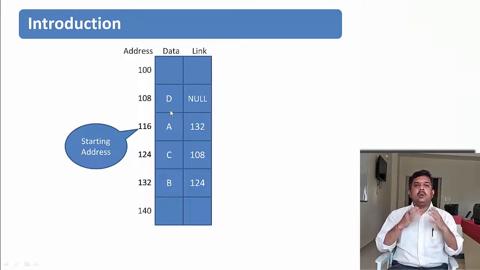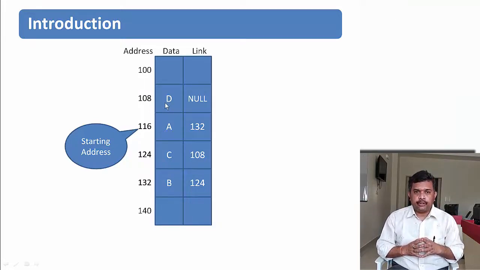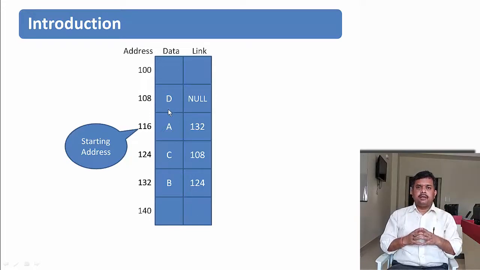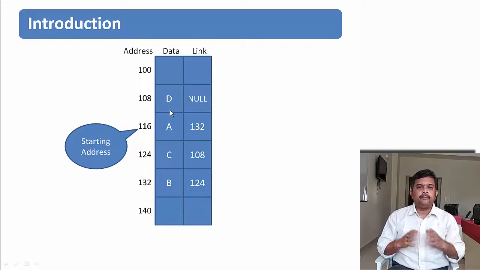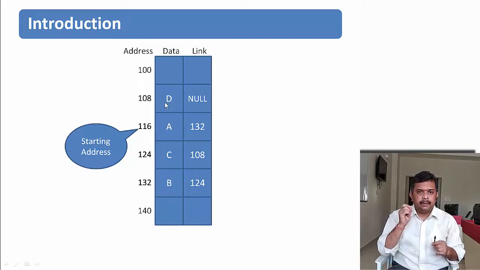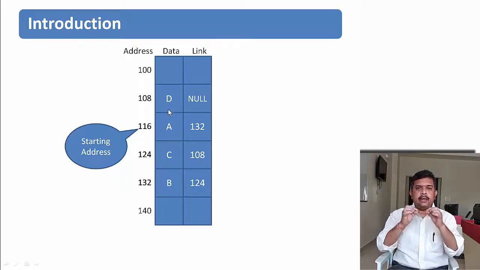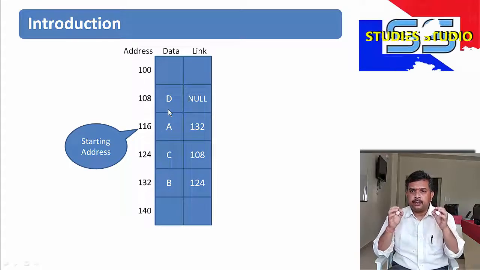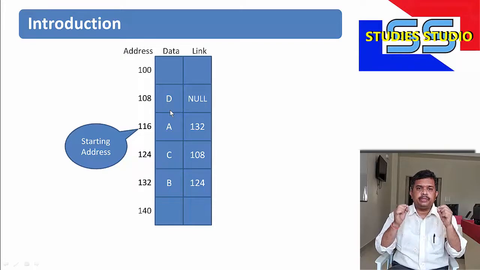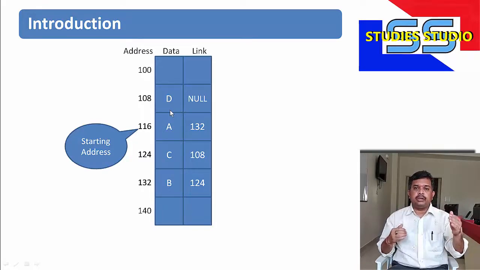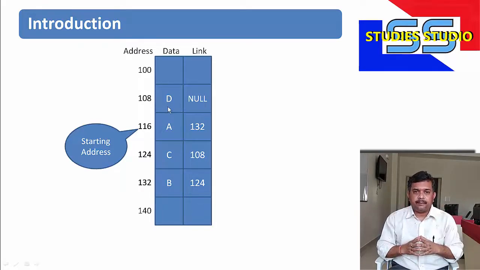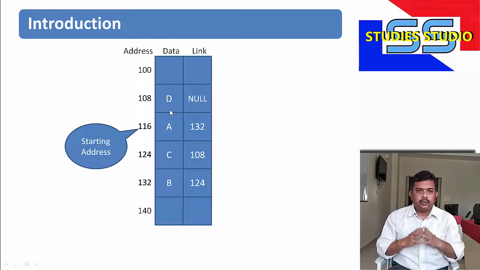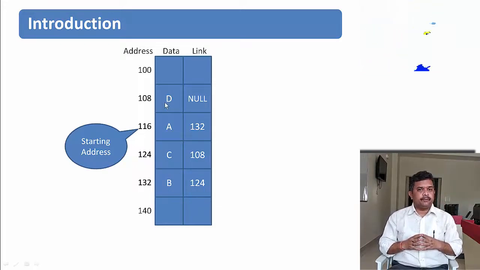So let us see what linked organization refers to. The basic features of linked organization include the following. The elements can be placed anywhere in the memory. There is dynamic allocation, that is, the space is allotted as per the need, and it can be done at the time of execution. The nodes are not placed in consecutive memory locations at a fixed distance apart. Random access to these elements is not possible.